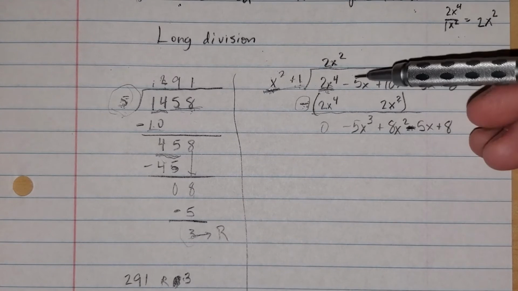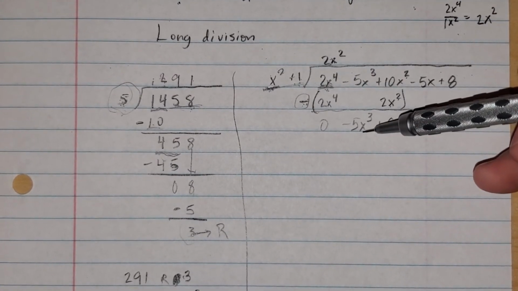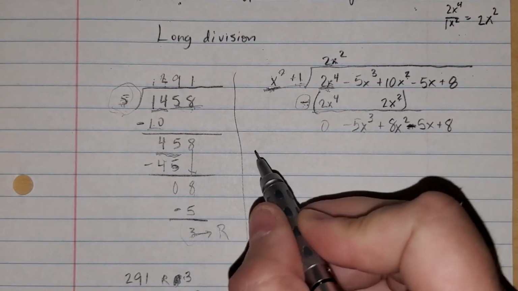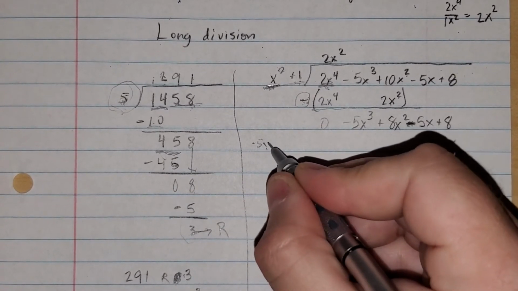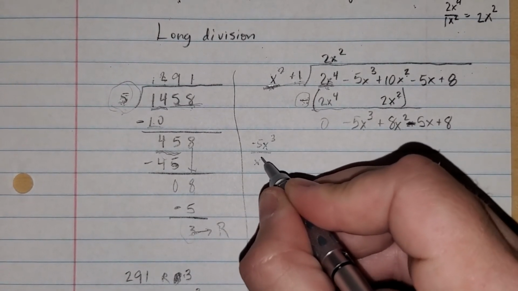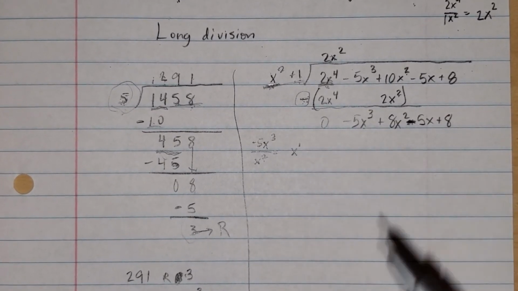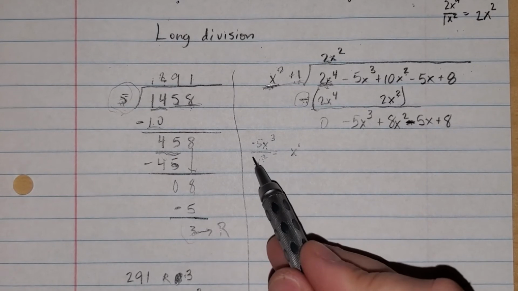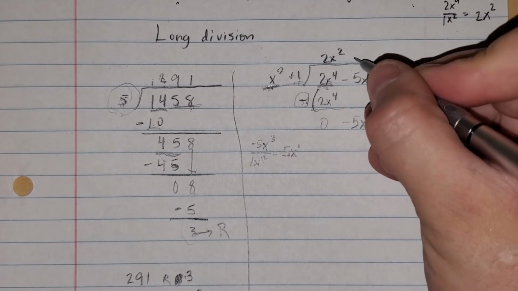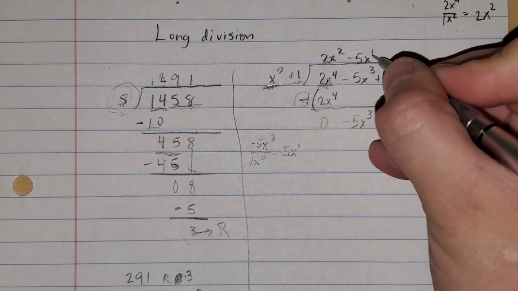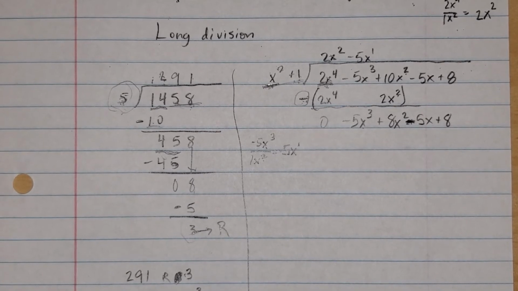Cool. Now what? Well, we need to deal with this guy. How many times will x squared go into negative 5x cubed? And again, somewhere off to the side, I'll put it right here, right? Negative 5x cubed over x squared, right? 3 minus 2 is going to be a 1. And negative 5 divided by 1 is negative 5. So we get negative 5x to the first power. And you don't have to write the 1. I'm just showing it to make sure everybody's with me, okay?